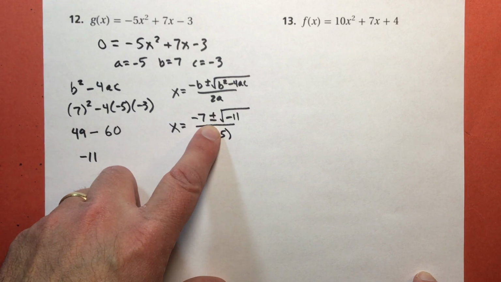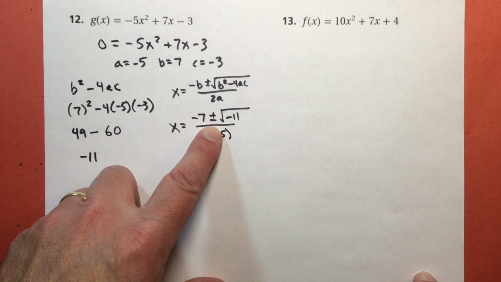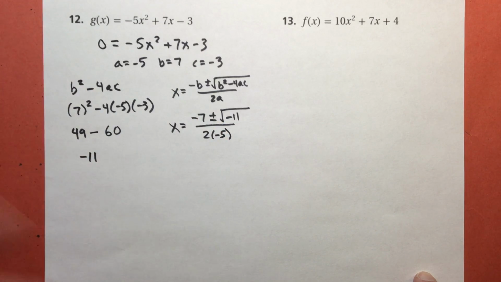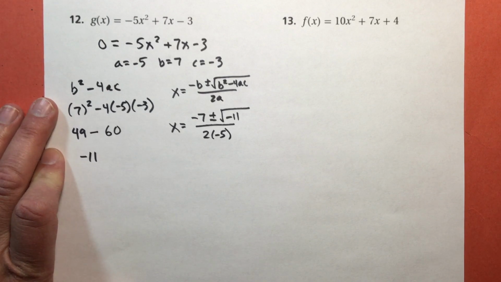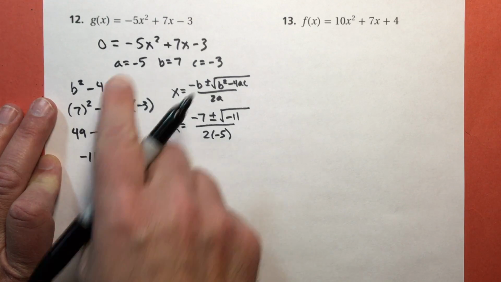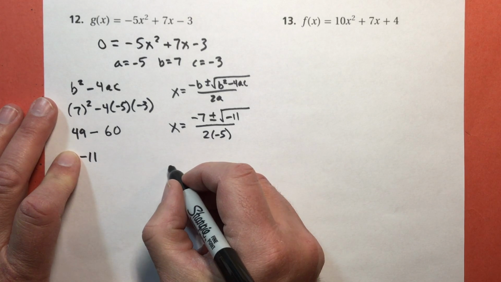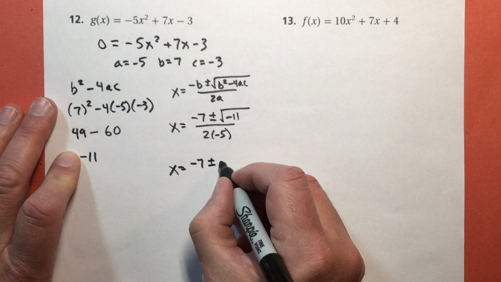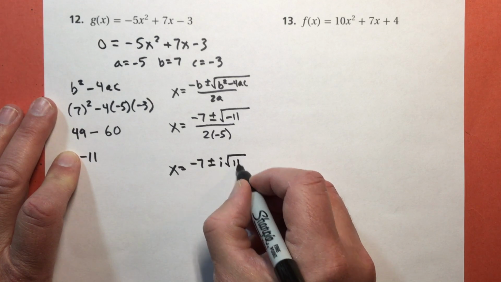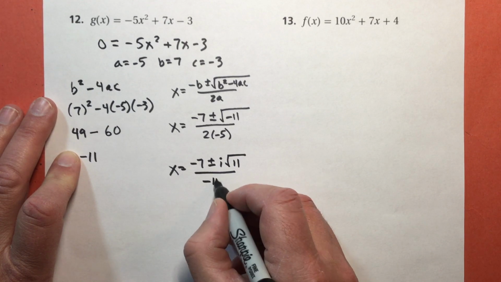And you say, well, what about this one? Well, the positive becomes the negative, and the negative becomes the positive. So it's not going to matter if I change the signs up here or not. Okay, if you don't believe me, switch the signs and do it yourself. I get x equals -7 plus or minus i times the square root of 11 divided by -10.